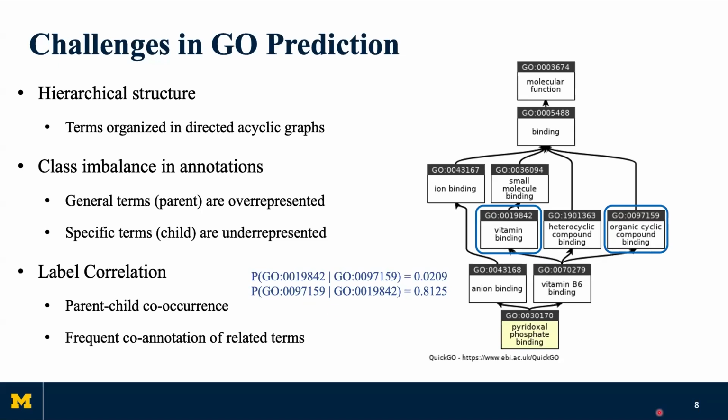Conventional deep learning based models usually use binary cross entropy loss, and this would struggle to capture such relationships because BCE assumes independence between terms. Essentially, it is treating GO prediction as multiple separate binary classification problems. However, this assumption doesn't align with the intrinsic relationships we observe in the GO annotation.